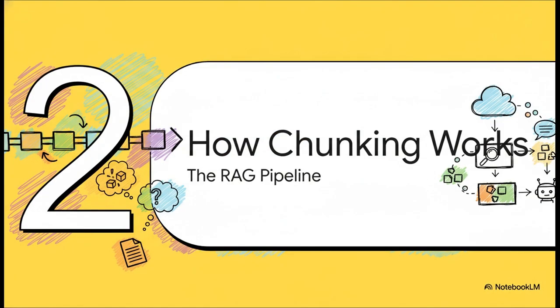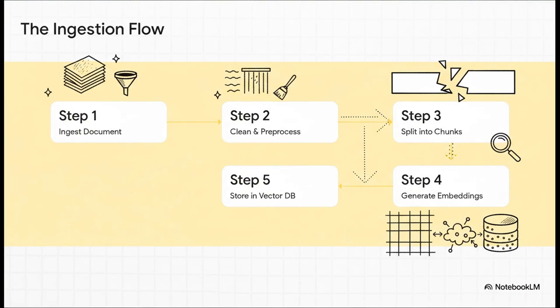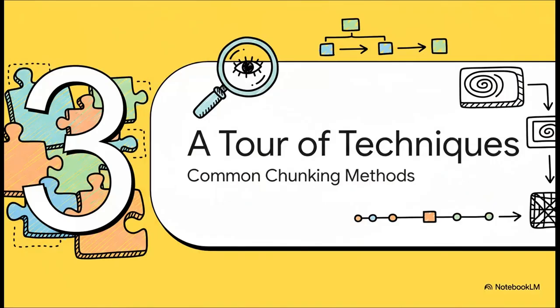Okay, so now we get why it's so important. Let's actually place it on the map. Where exactly does chunking happen in the grand scheme of a RAG pipeline? This is the typical flow. First, you ingest your document. You might do a little bit of text cleaning, and then, there it is, step 3, you split the text into chunks. Now look closely. This happens before you generate embeddings and before you store anything in your vector database. This is so key, because it means the fundamental quality of the information you store is decided right here, at the chunking stage.